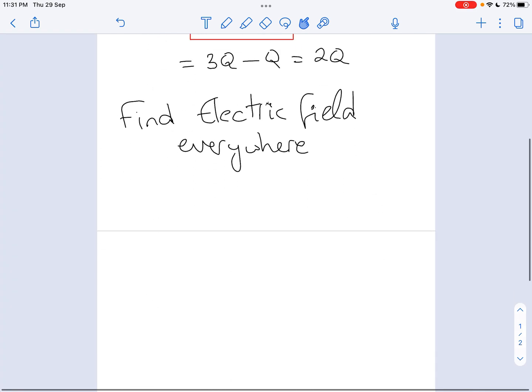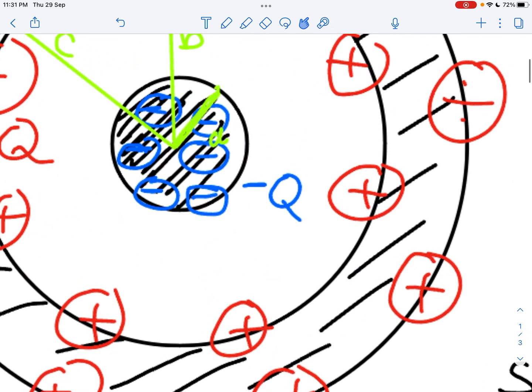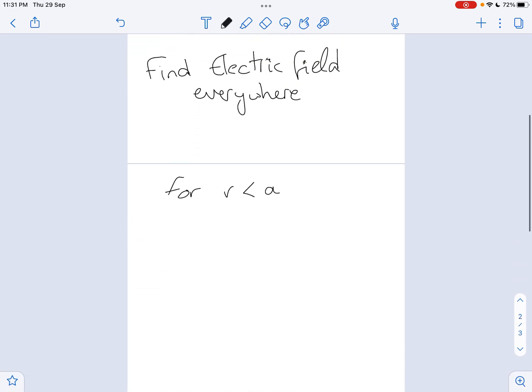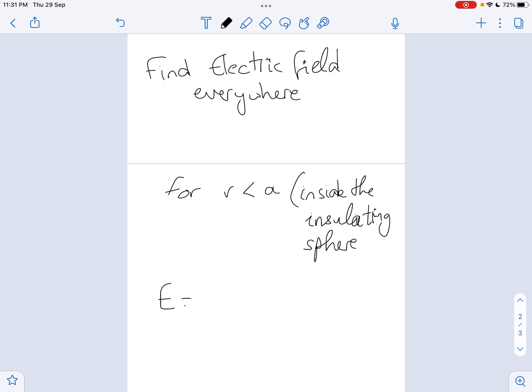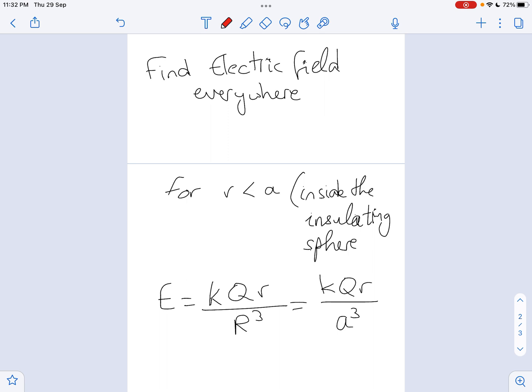Now, for r smaller than A, this means inside the non-conducting sphere, inside the insulator, the electric field, as we know, is equal to K multiplied by the charge of the insulator times small r over capital R cubed, which is K Q r over A cubed, since the radius of the sphere is A. So this is the electric field inside the non-conducting sphere. And again, that's the formula, as we know.